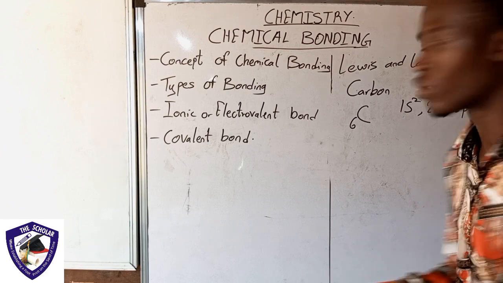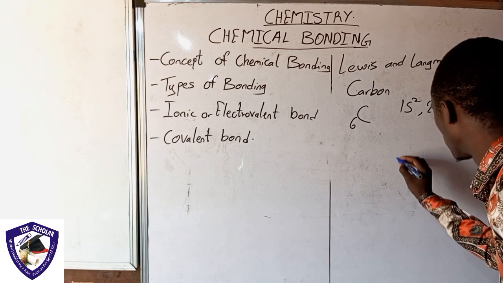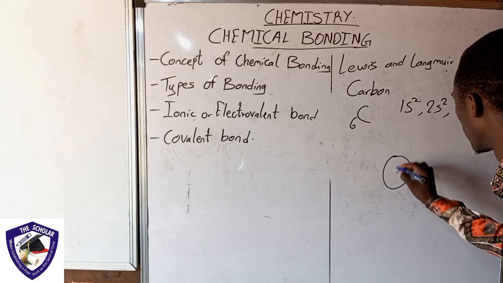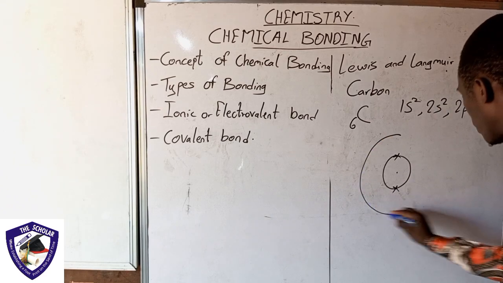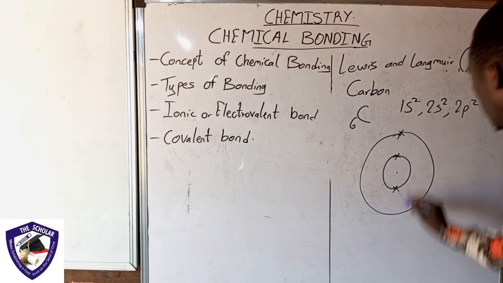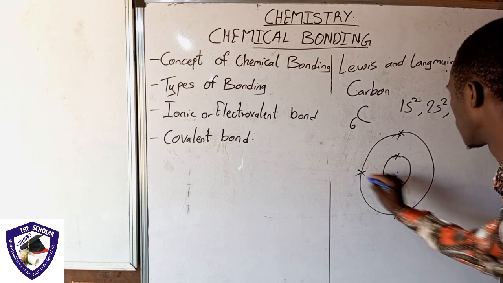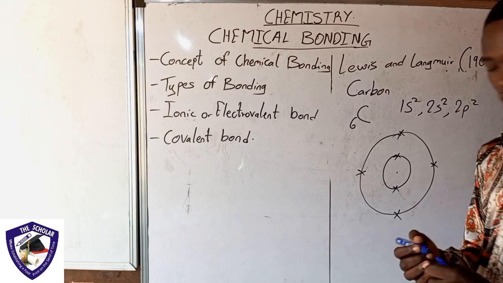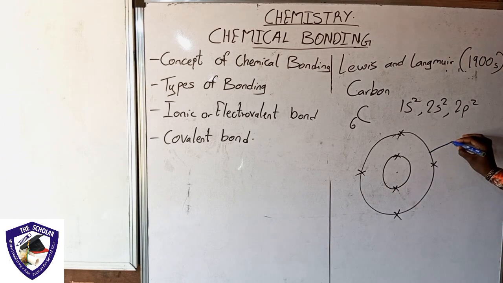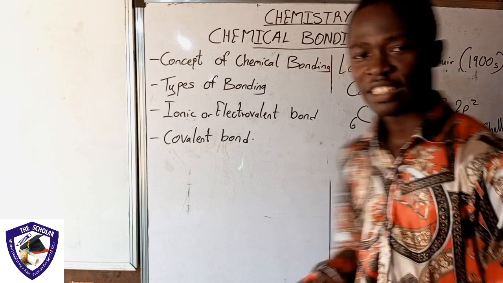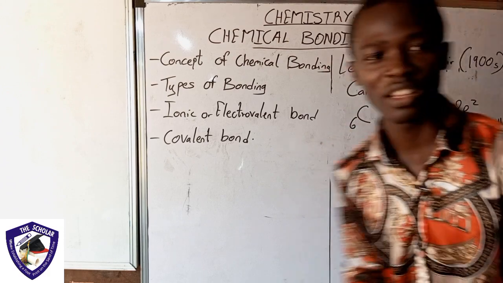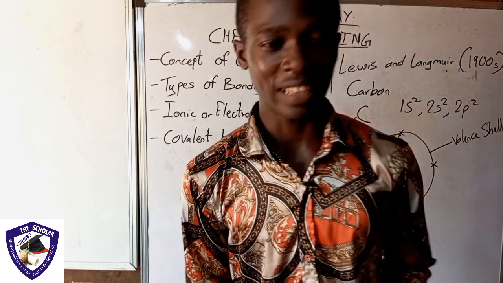Let's write the electronic configuration. Let's draw the shell. We have 1, 2. We have 1, 2, 3, 4. This is the outermost shell, which is the valence shell. And the electron at the valence shell is what we refer to as what? Valence electrons.